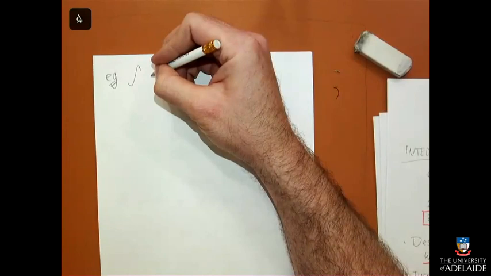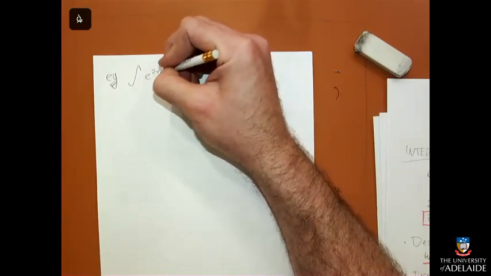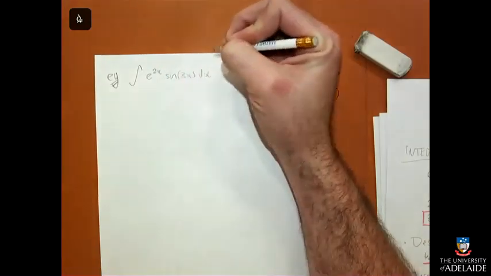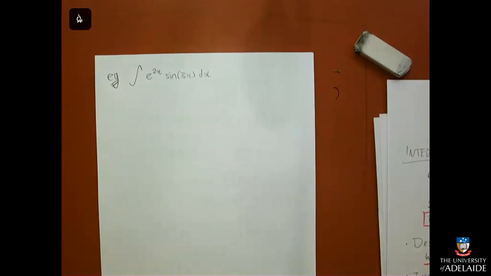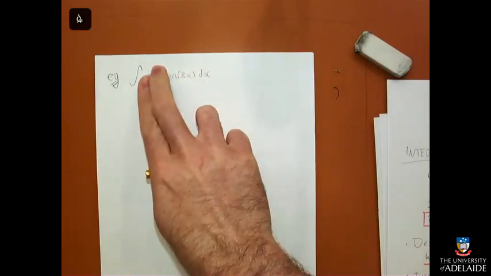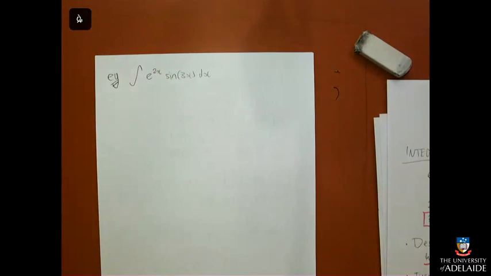Give me a second. I'm just trying to decide how crap I want it to be. Let's go all out. E to the 2x sine of 3x. Okay, so let's just run through it. Can I just do it? Well, if it was just e to the 2x, then sure, that'd be fine. If it was just sine 3x, then yes, I could do that too. But at the moment, no, because they're multiplied together.